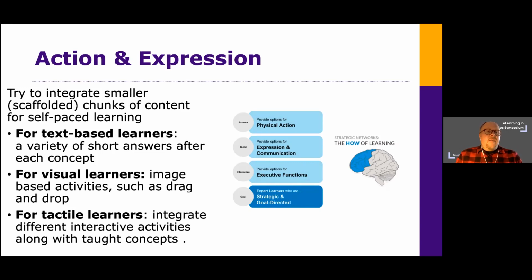For example, for text-based learners, I may want to have a number of short answer options after each concept. Perhaps in a course presentation or a column, I've talked about different concepts. Then the next little element in my H5P might be a chance for them to write up some of their different answers.